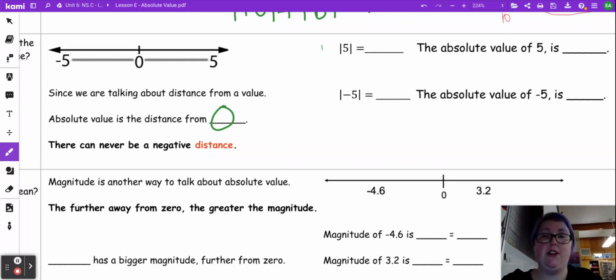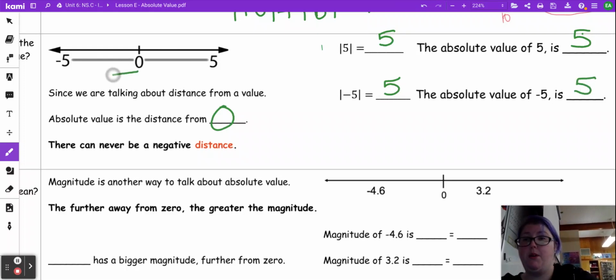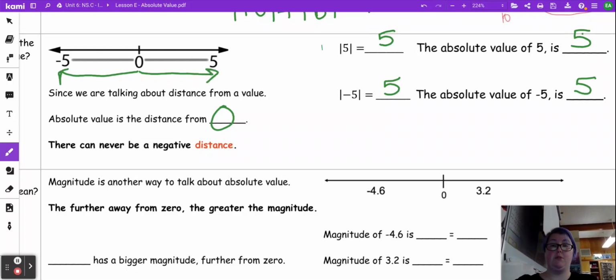So the absolute value of 5 is 5. And the absolute value of -5 is also 5. They are both the same distance from 0, just in opposite directions, but both are 5 away from 0.